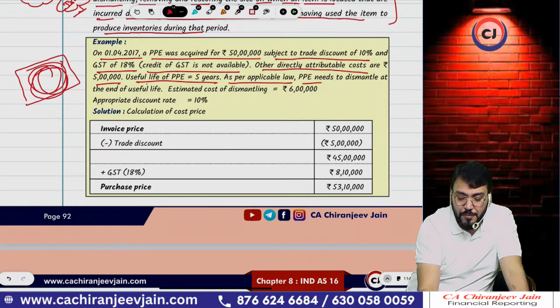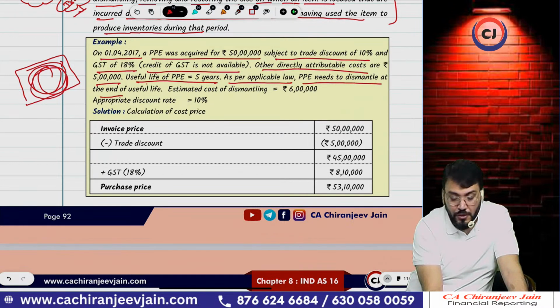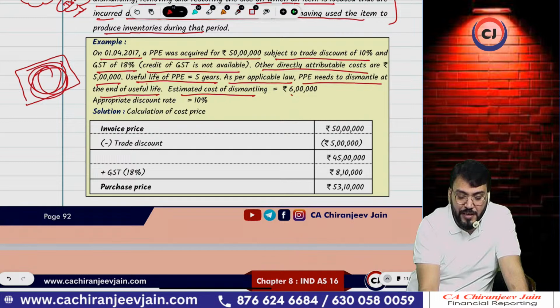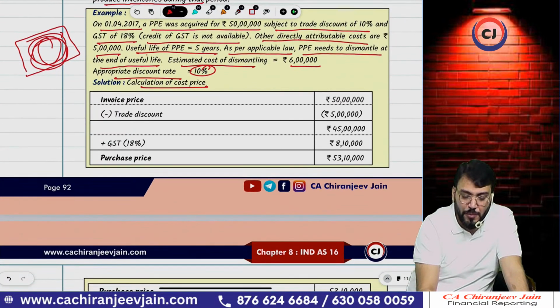Law means legal obligation. PP needs to be dismantled at the end of useful life. Estimated cost of dismantling is 6 lakh. Appropriate discount rate is 10%. Calculate cost price. Super easy question. This type of question will not be asked.